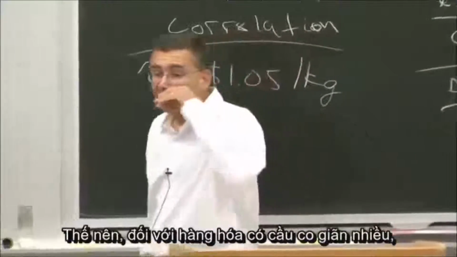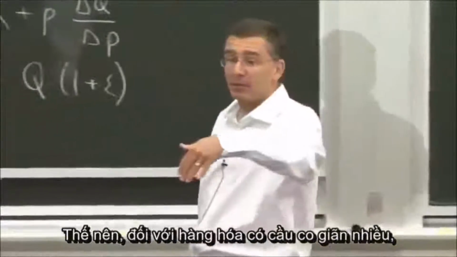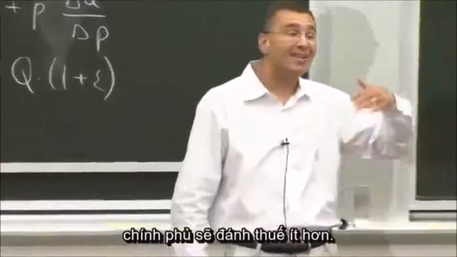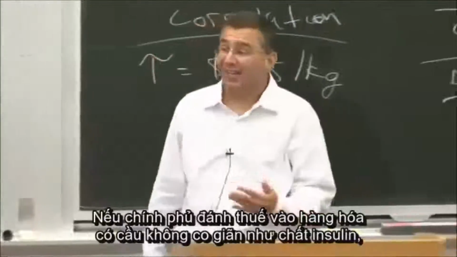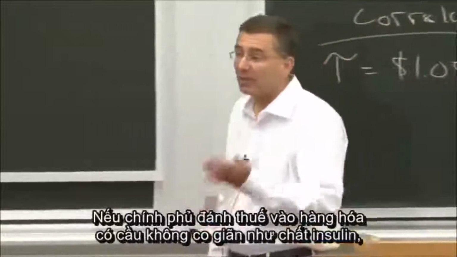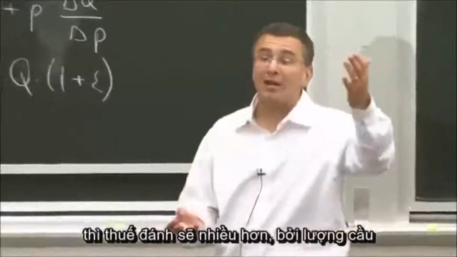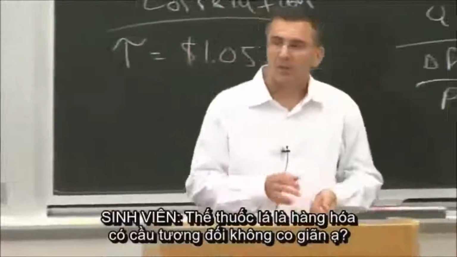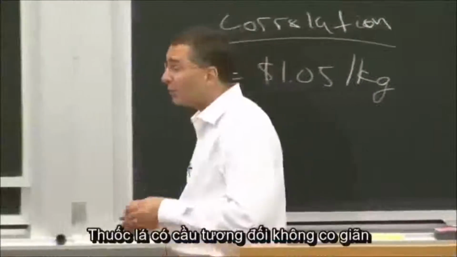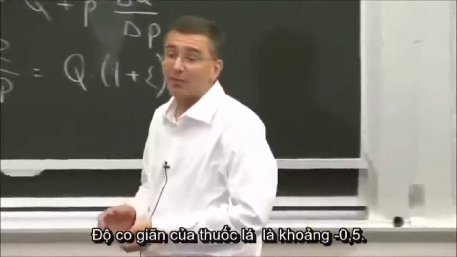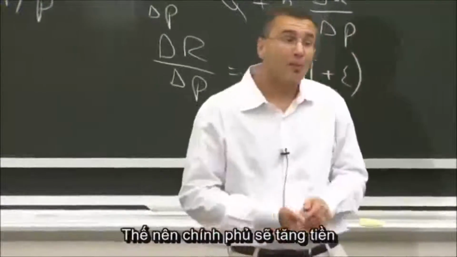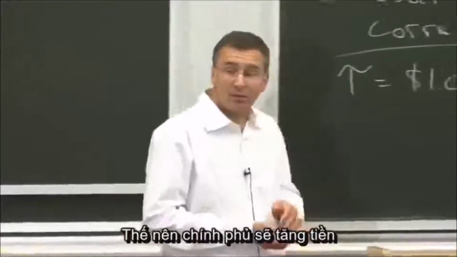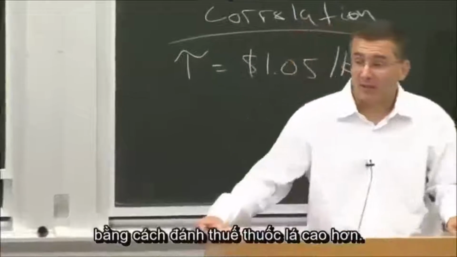So if the government taxes very elastically demanded goods, it's going to raise less money. If it taxes inelastically demanded goods like insulin, it's going to raise more money because the quantity doesn't change. So, yeah? Cigarettes are, yes, exactly. Cigarettes are relatively inelastic. The elasticity is around minus 0.5. So the government will actually raise money raising the cigarette tax.